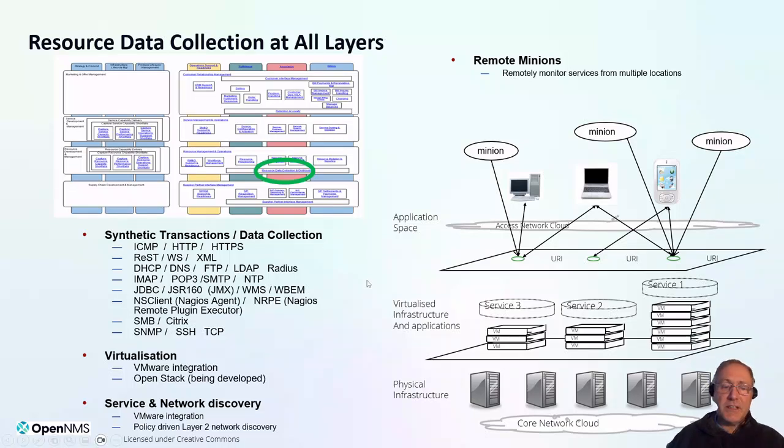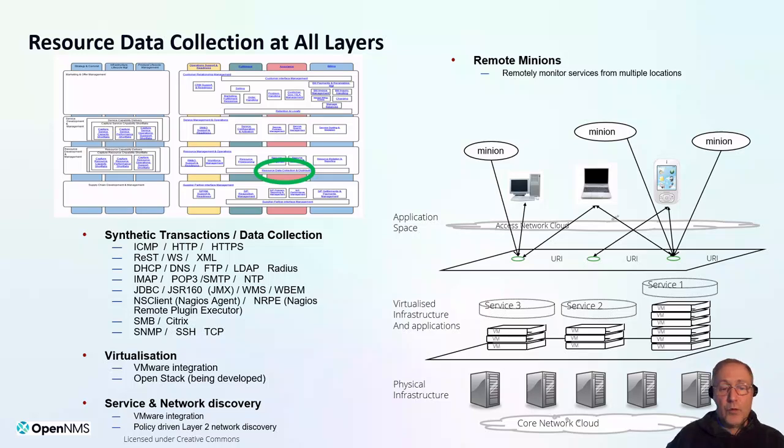Now, it does that through synthetic transactions, and it supports any number of protocols that can actually get that data. So obviously, it can make basic service requests, pinging devices, ICMP, HTTP, HTTPS. It can also make REST calls using XML or web services, or indeed JSON. It can make calls to DHCP, to DNS, to LDAP, to Radius. It can make calls to all the services that are typically provided by your network to make sure those services are up. It can use JMX to access Java management architecture information.